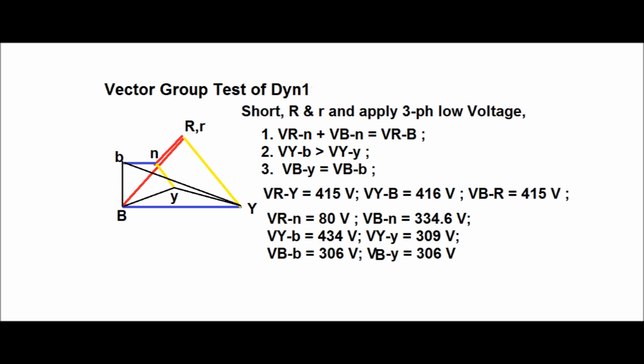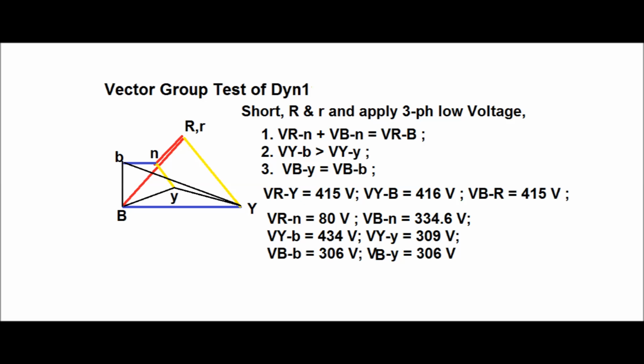The next vector group test is Dyn1 type. Again the method is similar, but here the conditions are different. In the HB side, a low voltage 3-phase supply is given, keeping the HB side red phase and LB side red phase shorted together, and three conditions must be fulfilled to check whether the vector group of this power transformer is Dyn1 type.